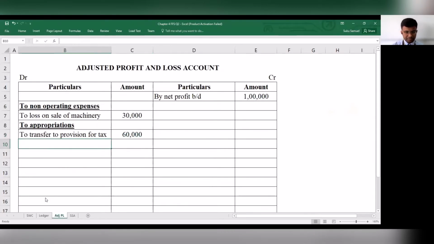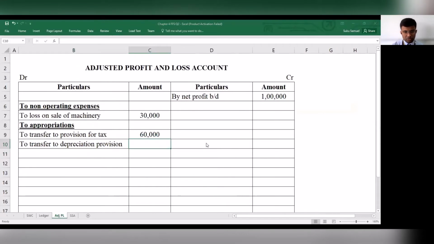Then what else do we have? We have a provision for depreciation, which is given to us in this question, so that also we have to consider. To transfer to depreciation provision, that amounts to 50,000. Then we have general reserve. To transfer to general reserve, and how much is that? General reserve is 50,000.